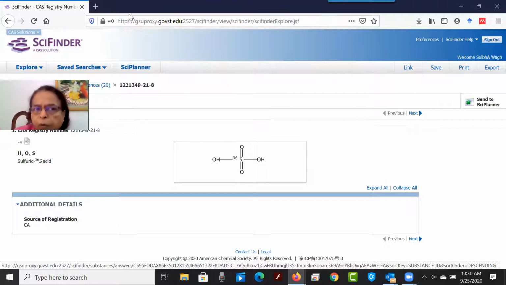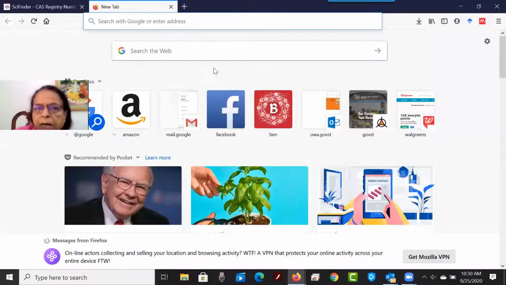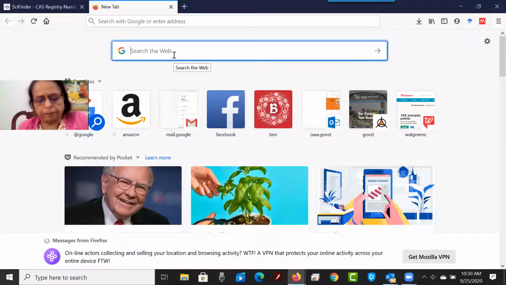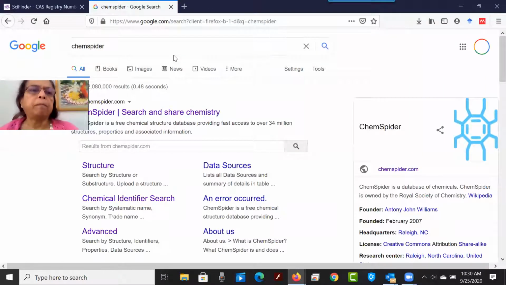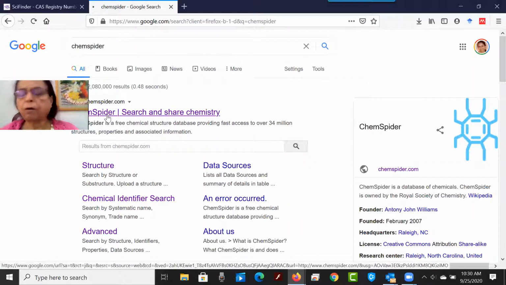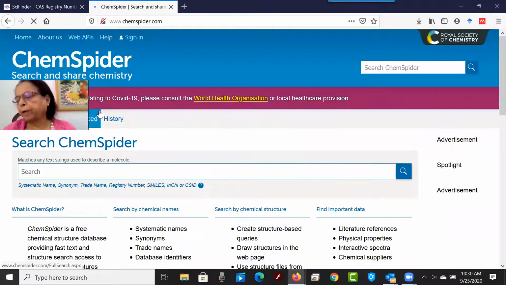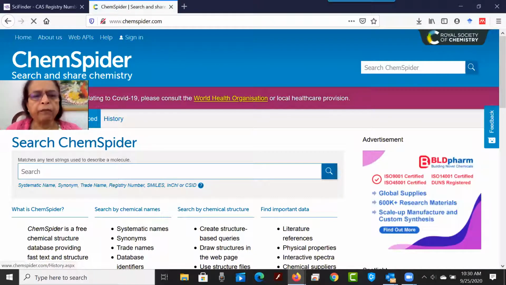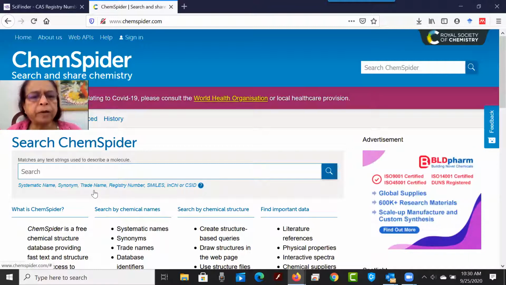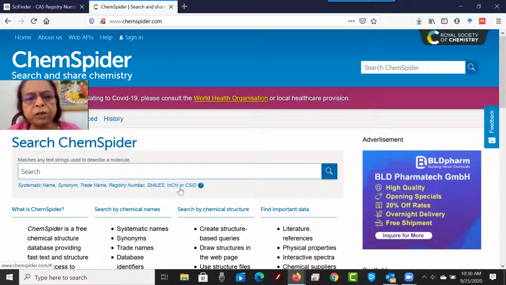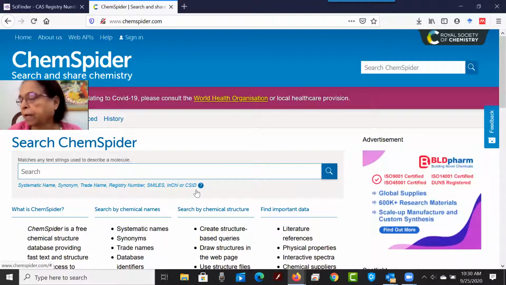The other place I want you to go is something called ChemSpider. This is a database by the Royal Society of Chemistry, which is from England, right? Now, if you go here, they tell you systematic names, synonyms, trade names, registry numbers, SMILES, and InChI or CSID. Now, what is this, right?